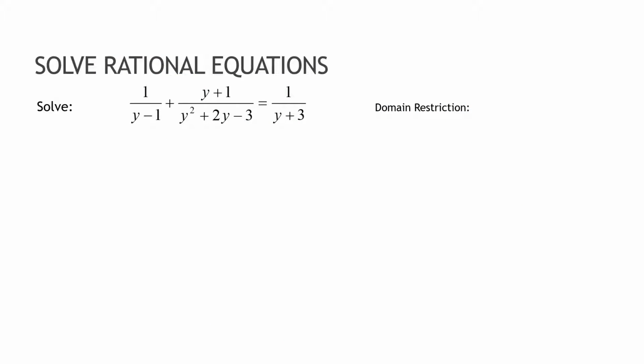Now, this is also a rational equation, and it's a little bit different than the last one, because on the last one, all I had to do was cross multiply. On this one, I'm going to do it like the strategy that I used when I was clearing fractions, same thing.